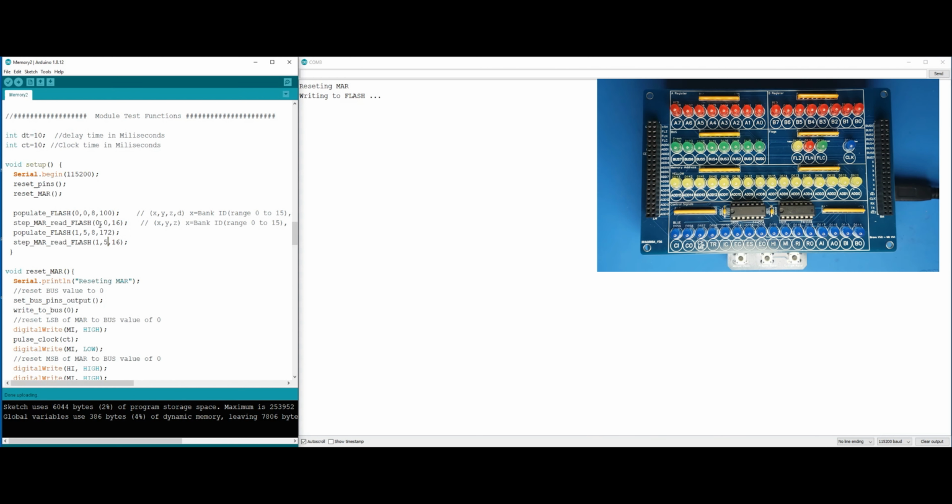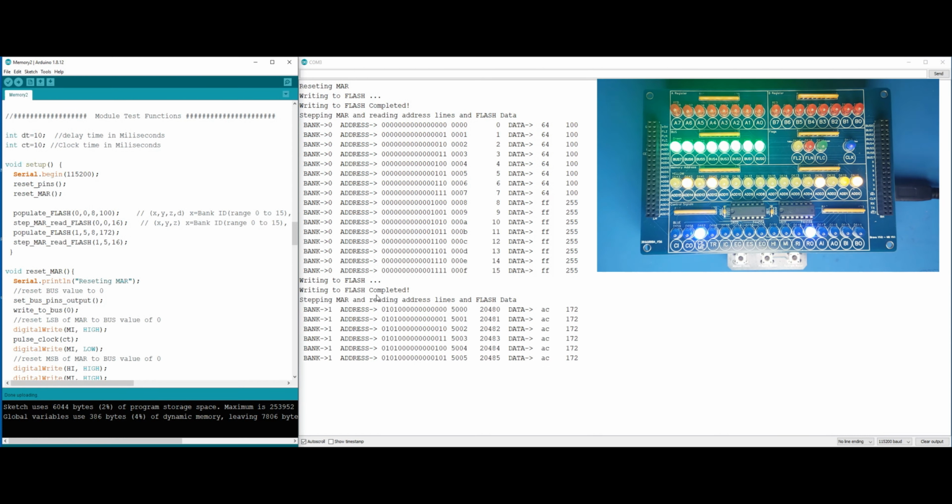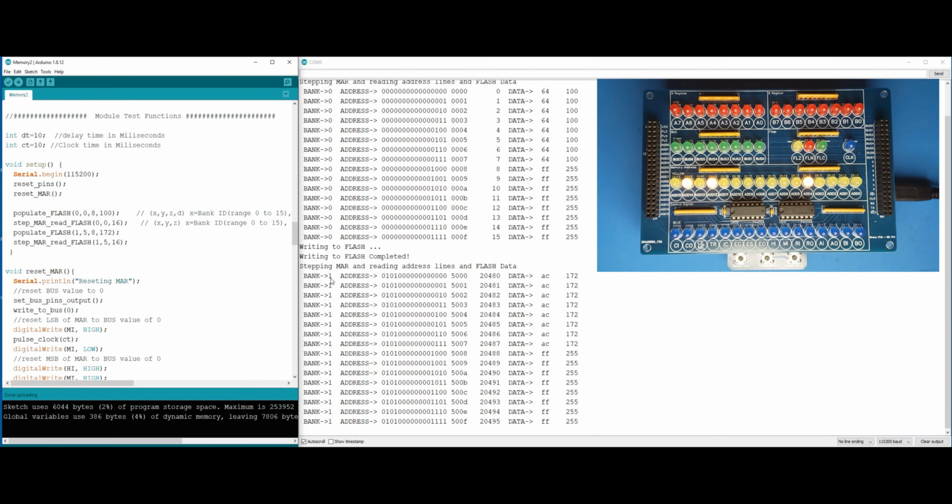So we're repeating the same thing that we did previously, but now we're writing to a different bank and a different sector. And as you can see now, we are in bank 1 and sector 5. And again, if you look at our slides, you will see that sector 5 starts with address 20,048, or 5,000 in hex, and the data that we're writing to it is 172, as we indicated in the function. So with that, it is, I guess, quite clear how we could read and write into our flash memory.